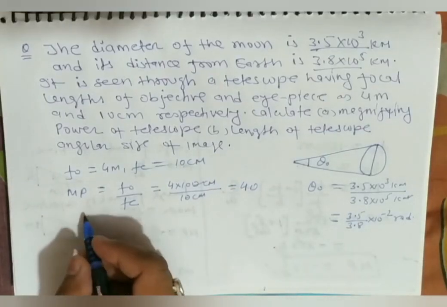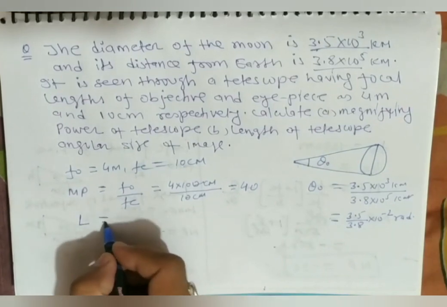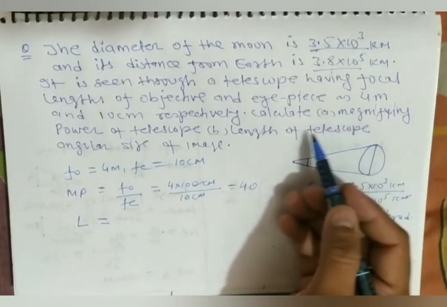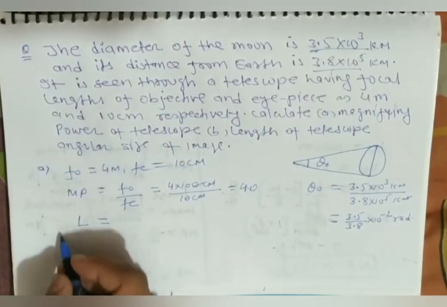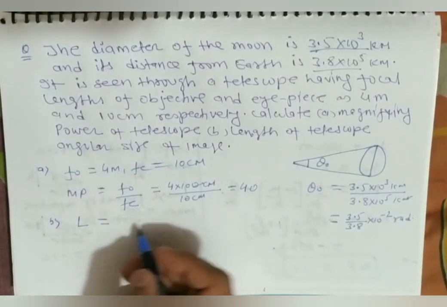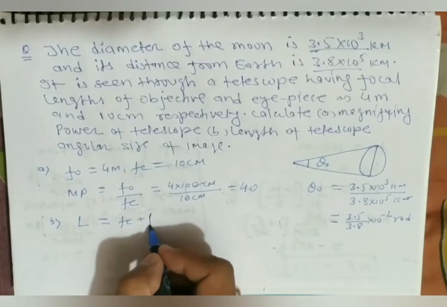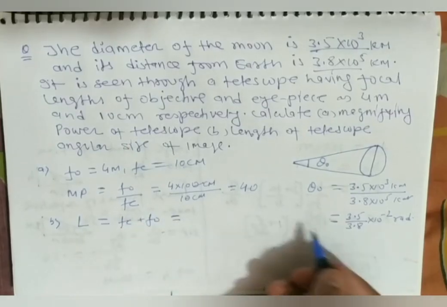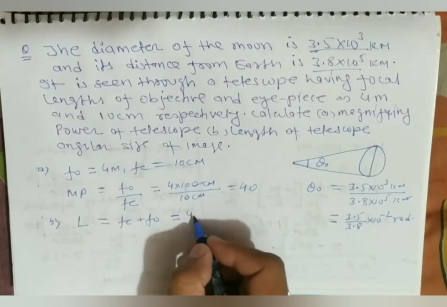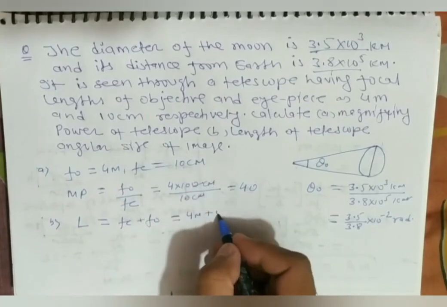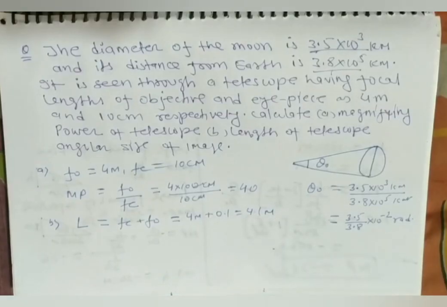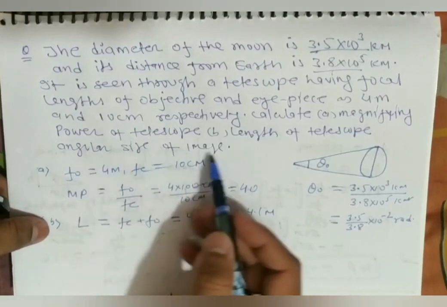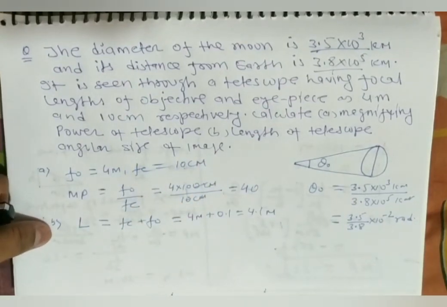Okay. And length of the tube will be, second part we have to calculate length of the tube. This is the first part, this is the second part. Length of the tube is fe plus f naught. Okay, f naught is 4 meter and fe is 0.1 meter, so it will be 4.1 meter.